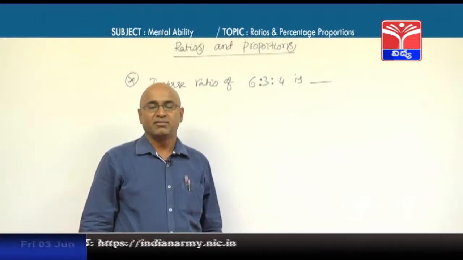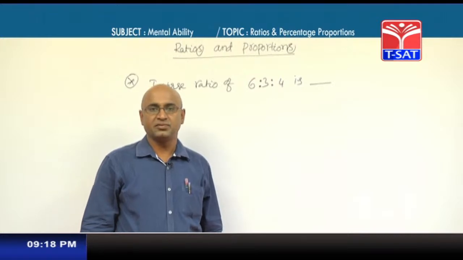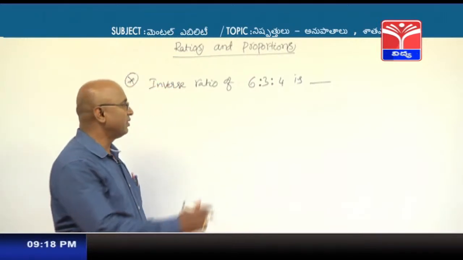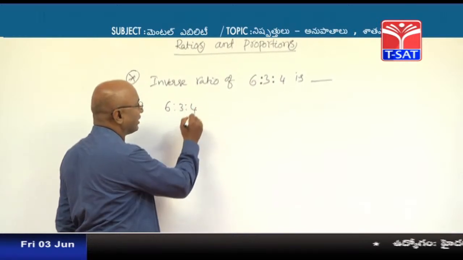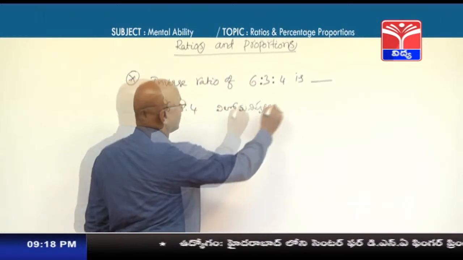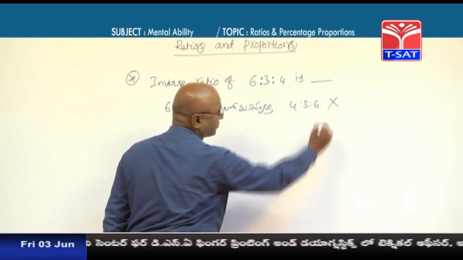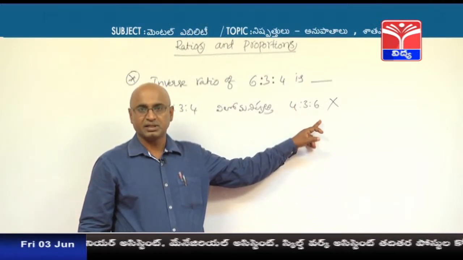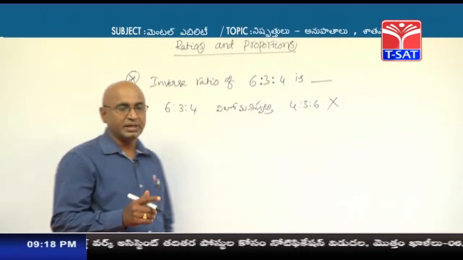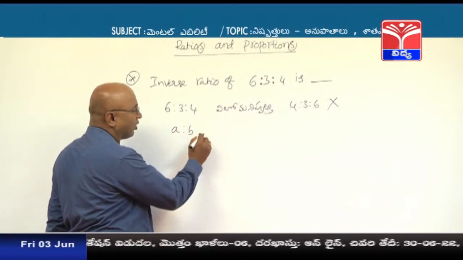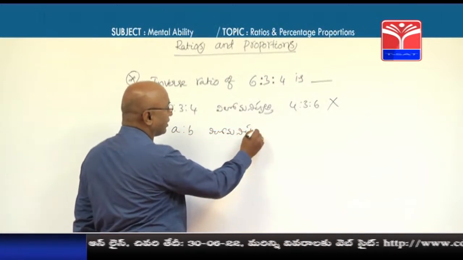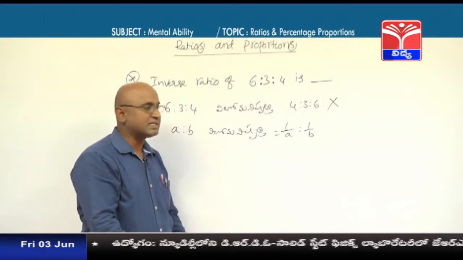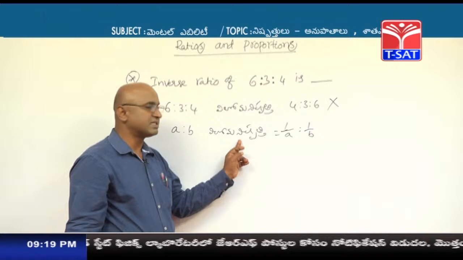Here the next problem is, what is the inverse ratio of 6:3:4? Candidates generally, on seeing the inverse ratio of 6:3:4, write 4:3:6. In examination options also, the first option is given as 4:3:6, but it is wrong. Inverse ratio means, suppose the inverse ratio of A is to B is 1/A is to 1/B. The ratio of the reciprocals of A and B, the inverses 1/A and 1/B, is known as the inverse ratio.